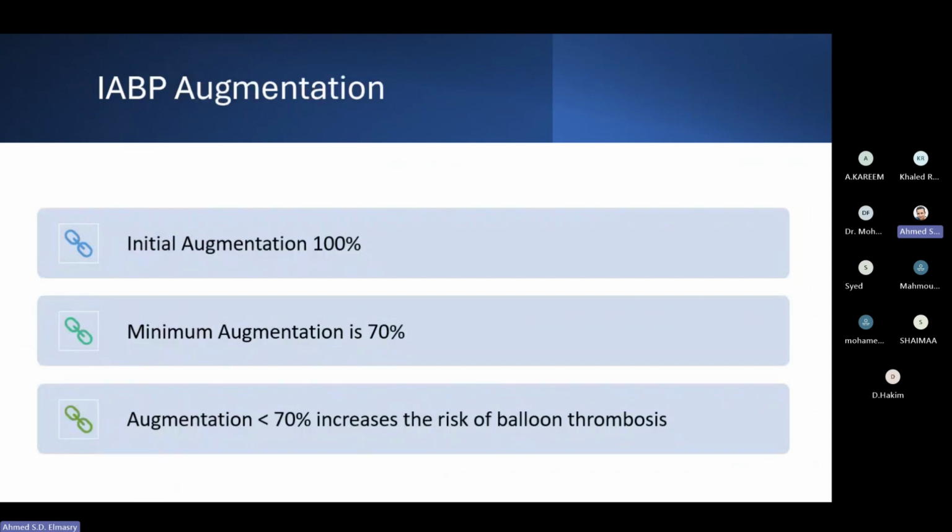Intra-aortic balloon augmentation. This is the percentage of the inflation of the intra-aortic balloon. Ideally, when you are starting the intra-aortic balloon, it should be 100% augmentation, and the minimum augmentation should not be less than 70% because it will increase the risk of balloon thrombosis.